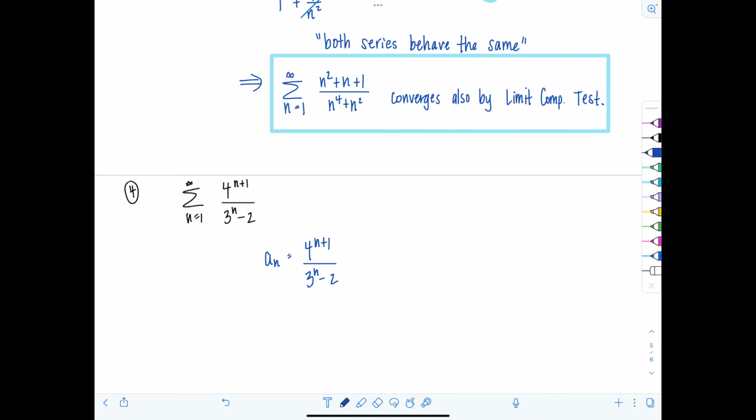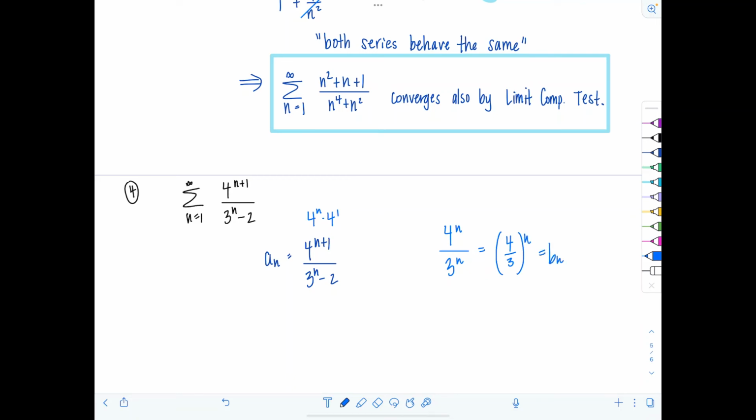Let's see what's running the show so we could come up with a good choice for Bn. So look at the numerator. Who's in charge? 4 to the n. Like 4 to the n plus 1, that's the same as 4 to the n times 4 to the first, right? Who cares about 4 to the first? That has no power. Okay, you multiply by 4. 4 to the n. Now we're talking. That's running the show. So we've got 4 to the n. What about in the denominator? You think that minus 2 is doing much? No way. 3 to the n. So this is 4/3 to the n.